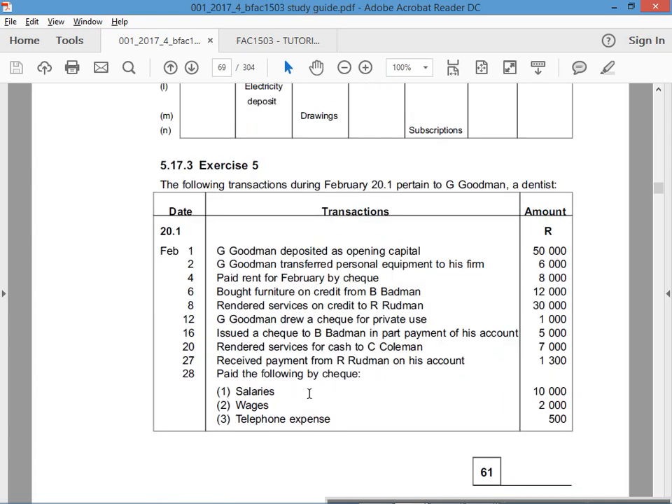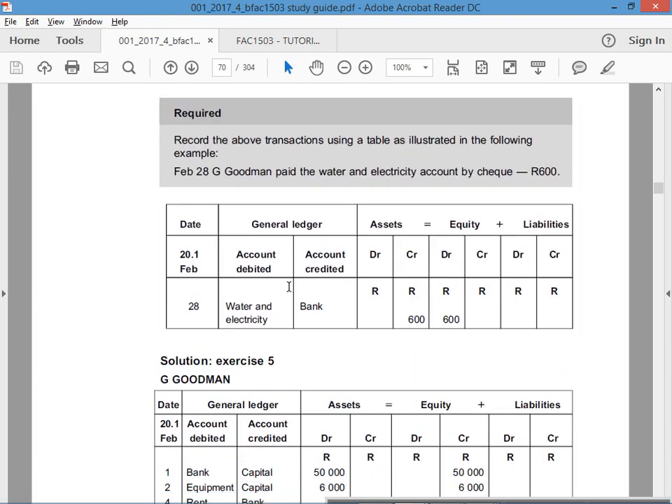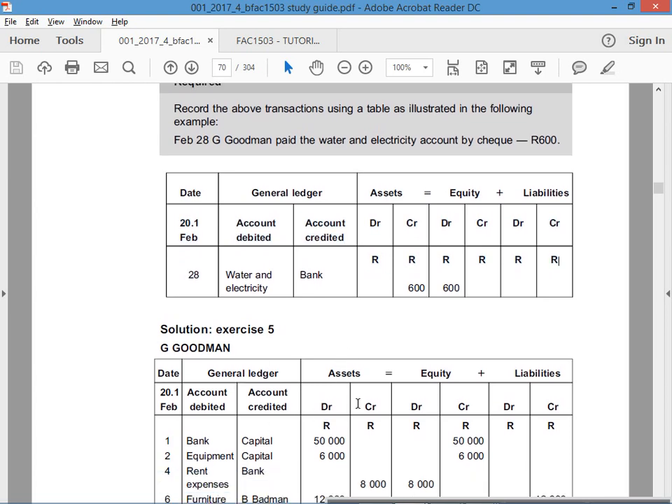This is something you need to do. Exercise 5: today I showed you how to do an accounting equation question using the past paper. I want you to look at this exercise and interpret each of these transactions, to see if you would be able to draw up the accounting equation. There's the accounting equation, and there's the solution.